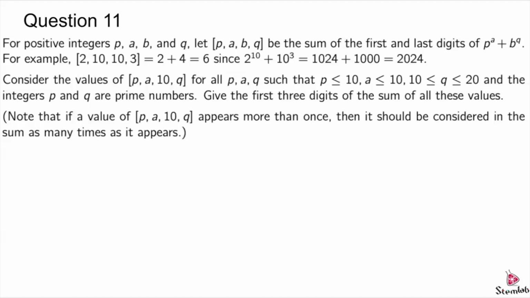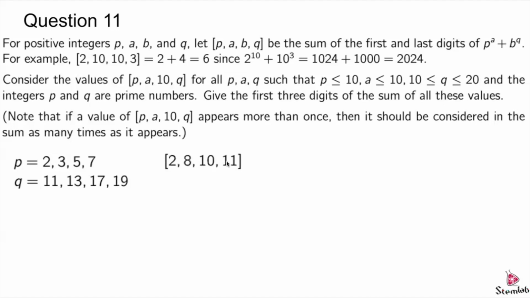There seems to be a lot going on in this problem, so we'll try to unpack it one at a time. So B here is fixed at 10, so we don't really have to worry about that. P is given to be less than or equal to 10, but also a prime number. Likewise, Q is between 10 and 20, but also a prime number. So that actually is a very short list. P can only be 2, 3, 5, and 7. And Q can only be 11, 13, 17, and 19.